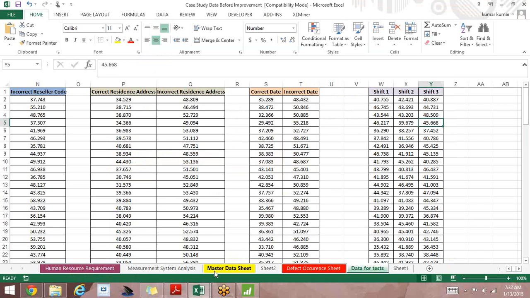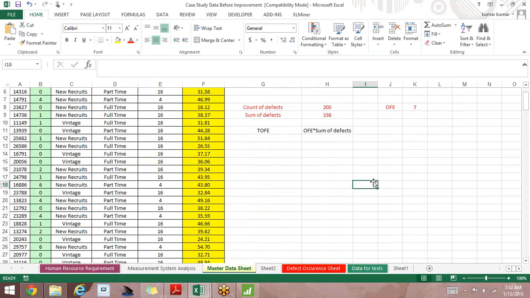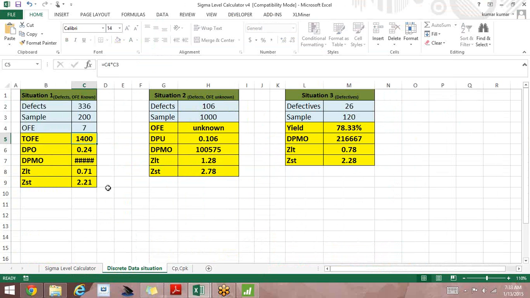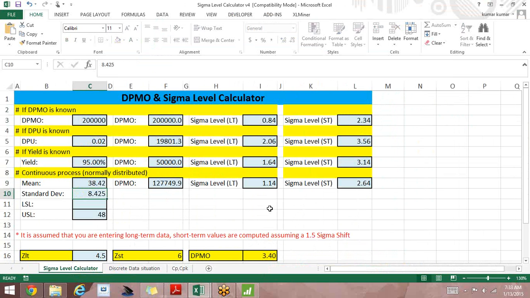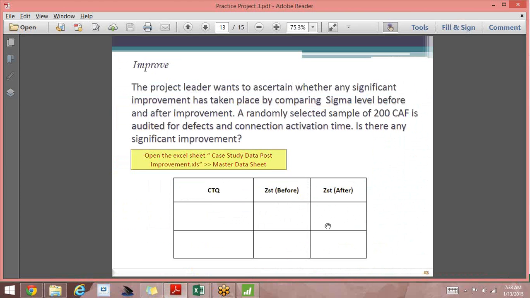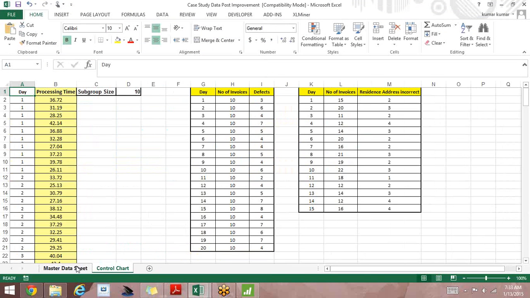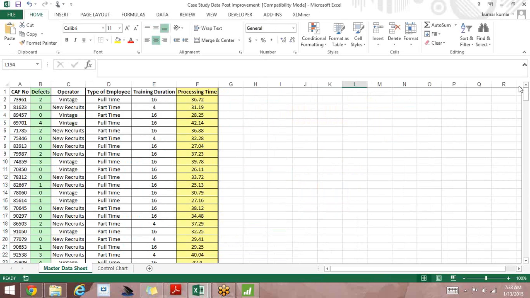So let me see whether those values are still available here. Yeah, we have calculated ZST initially, right? Maybe I have not written it here, but we have opened the sigma level calculator. Oh, it's there, I believe. Good, it's there. So in the sigma level calculator, the first value is 2.64 for what? Activation time, the connection activation time CTQ. The ZST was 2.64. But now, did it improve beyond 2.64 after the improvement or not? That is what we need to check. So for that, let me open this case study data post improvement.